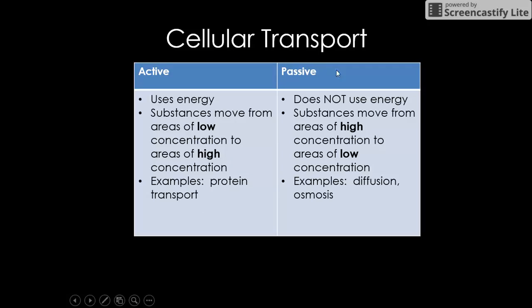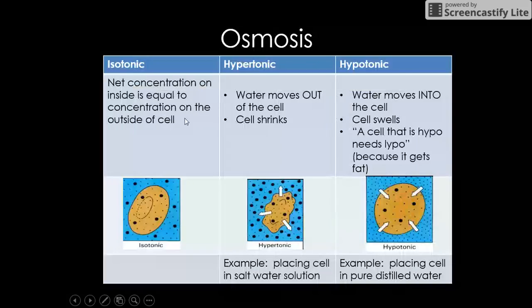Passive, you don't need energy. It needs 0 energy. And substances move from high concentration to low concentration. Make sure you're writing this down in your notes. Examples are diffusion and osmosis. So, the key thing we're going to focus on right now is osmosis.